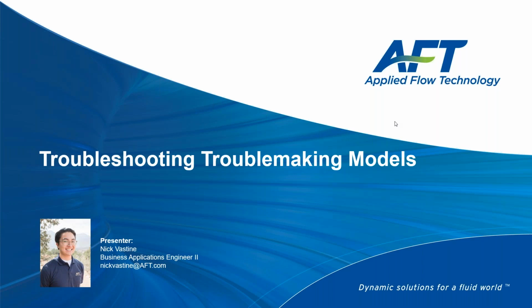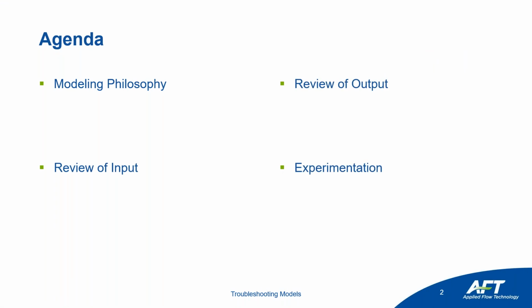I'm a business applications engineer here with AFT, and today we're going to be walking through some different troubleshooting techniques that you can apply to your troublemaking models. So today we're going to run the gamut and look at a lot of different things. Hopefully it'll start from really foundational things like what kind of approach you should take to modeling and what philosophy you should have as you approach it. What sort of input do we want to look at, output that we can look at, and then how do we experiment to try to troubleshoot, determine an issue, and then figure out how we can resolve that to make our results more trustworthy. So each of these, think of these as different chapters that we'll work through.